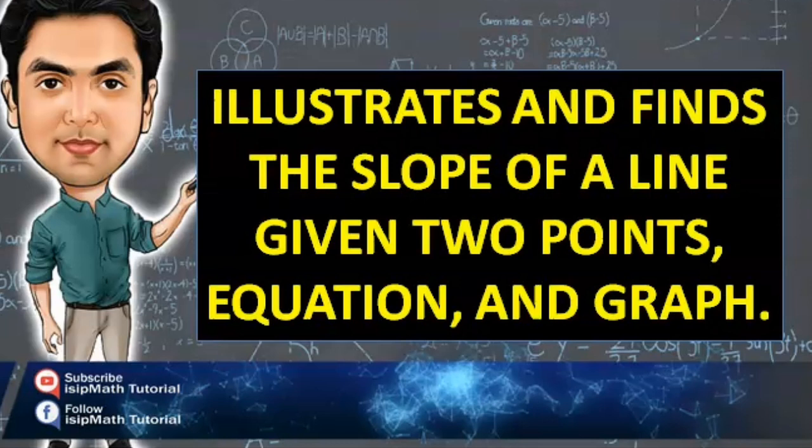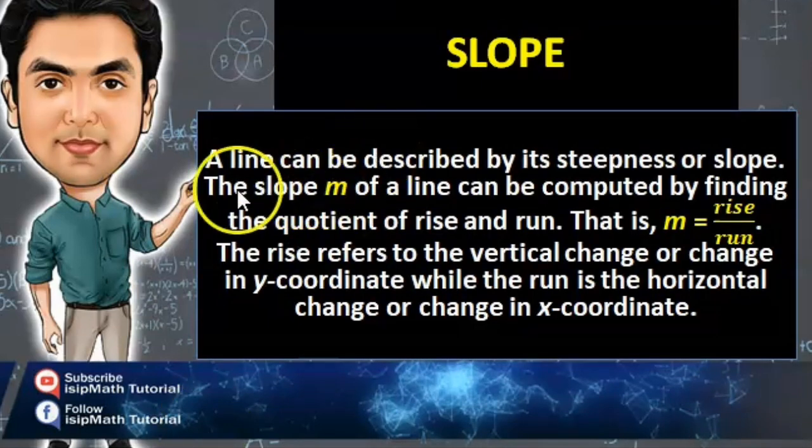Illustrates and finds the slope of a line given 2 points, equation, and a graph. Okay, slope. A line can be described by its steepness or slope. Yung steepness po natin yung gaano ka-steep o yung uphill ng isang line or downhill ng isang line. So yan po yung tinatawag nating slope. And the slope, or m, of a line can be computed by finding the quotient of rise and run. So that is m equals rise over run.